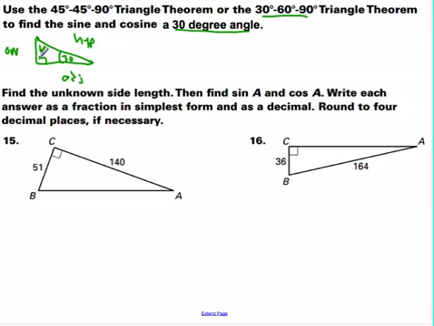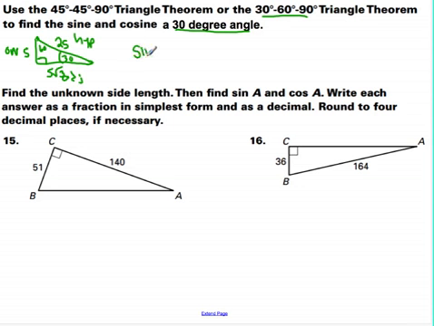Dealing with those 30-60-90 triangle pieces, remember we really liked this part. We called this the short leg. This was the long leg, which was basically short leg times the square root of 3. And this was the hypotenuse, which is basically 2 times s, or 2 times the short leg. And we'll use those ideas based on those 30 degrees to talk about the sine and cosine.